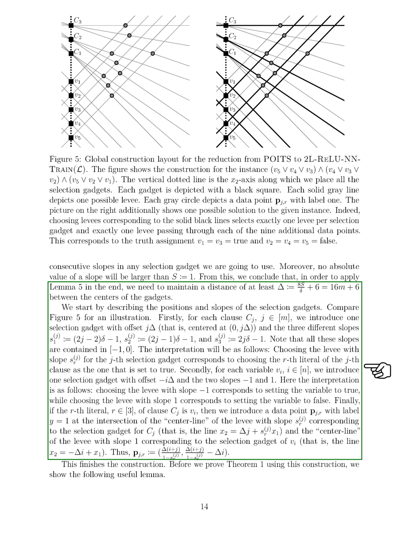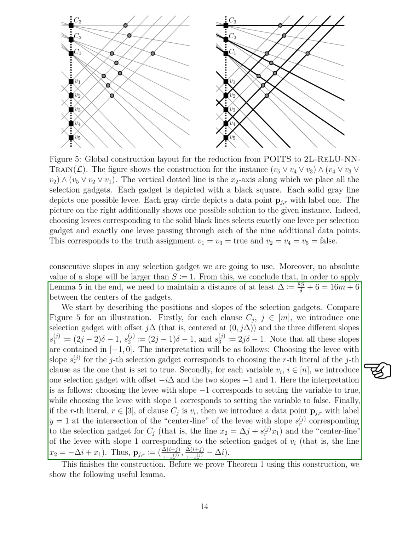For each clause Cj, we introduce one selection gadget with offset j times delta and 3 different slopes. These slopes are all between -1 and 0. The choice of slope for the jth selection gadget corresponds to choosing the rth literal of the jth clause as the one that is set to true. For each variable v, we introduce one selection gadget with offset i times delta and 2 slopes, -1 and 1. Choosing the levy with slope -1 corresponds to setting the variable to true, while choosing the levy with slope 1 corresponds to setting the variable to false.